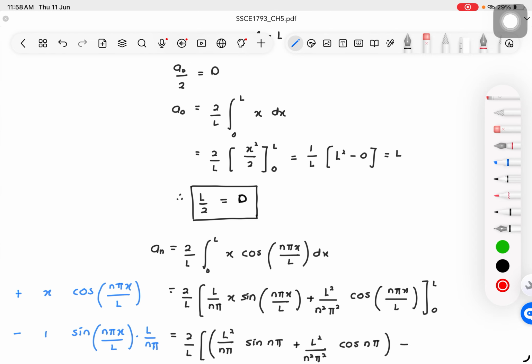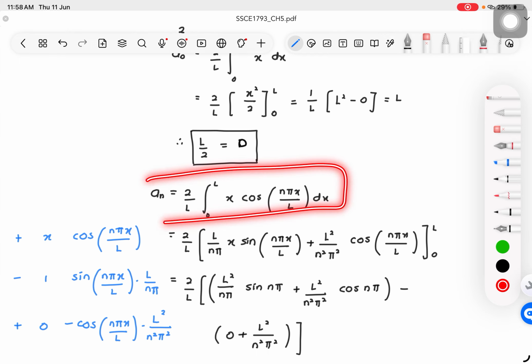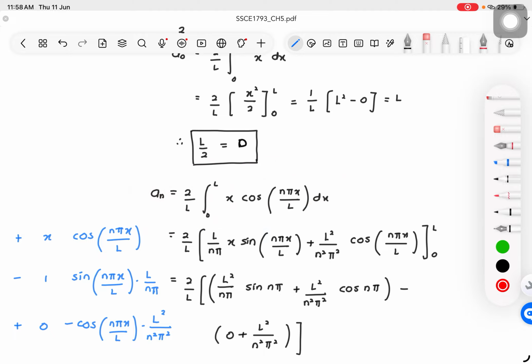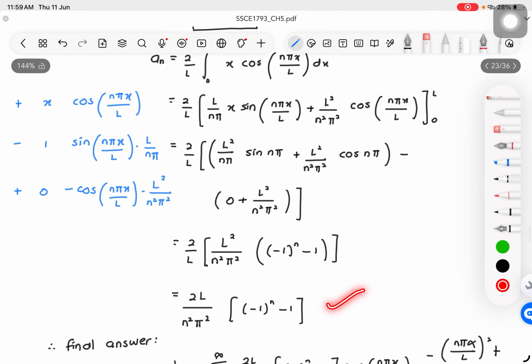After you find your a naught, then you need to find a n. This is the formula for a n, where 2 over L and then integrate from 0 to L, this is your f(x), and then cos n pi x over L. For this one, you need to use the tabular method and solve this one. So you're going to get your final answer like this. Okay, not yet solved.